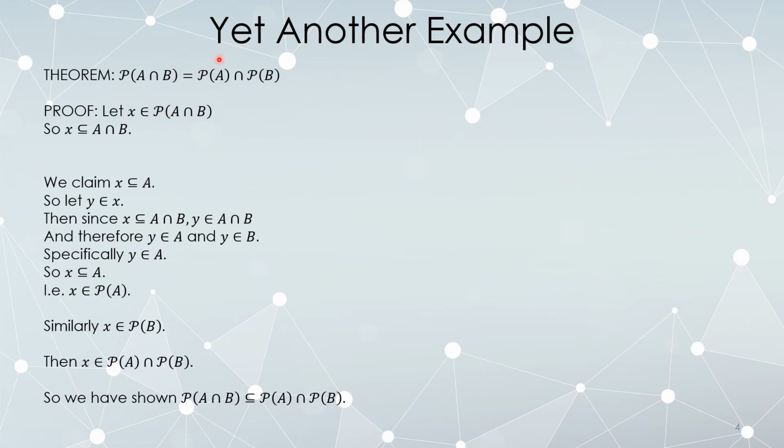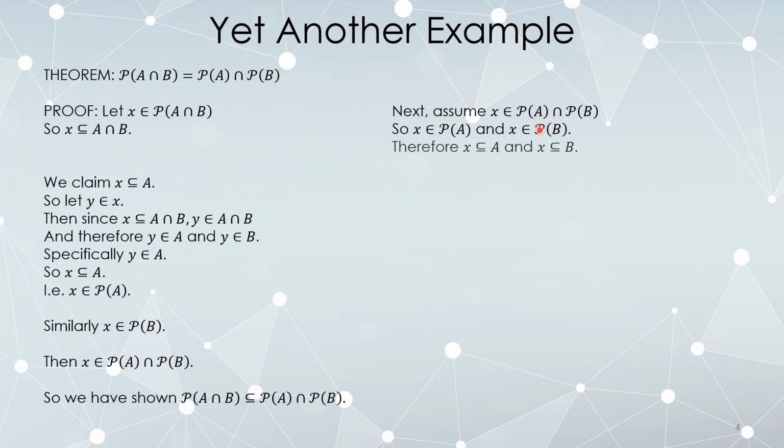Well, how do I show that this is a subset of this? Assume we have an element of the set on the right. Well, if it's in the intersection of two things, it's in each one individually. If X is in one power set and X is in another, then it's a subset of A and also a subset of B. What do we now need to show?